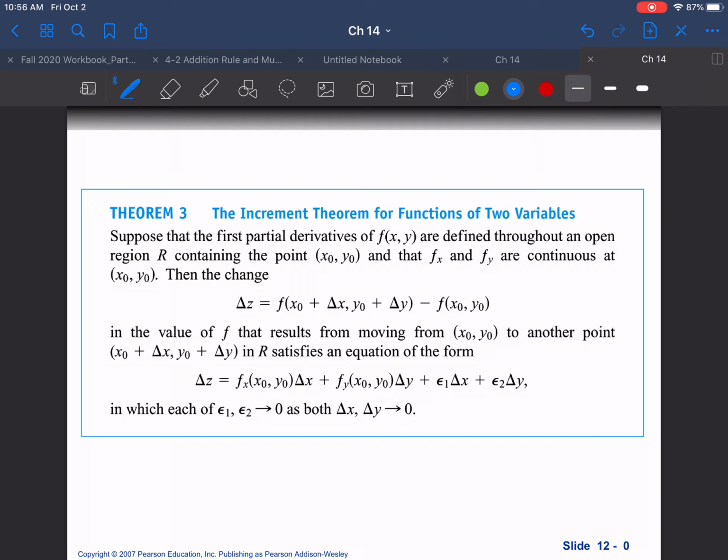And the value of f that results from moving from x0, y0 to another point, x0 plus delta x, y0 plus delta y in R, satisfies an equation of the form: delta z equals the partial derivative with respect to x evaluated at x0, y0 times that step in delta x, plus our partial derivative in y, which kind of tells us how steep of a thing we're doing, times that step in y, plus some epsilon 1 times delta x plus a different epsilon 2 times delta y, in which each of epsilon 1 and epsilon 2 go to 0 as delta x and delta y go to 0.